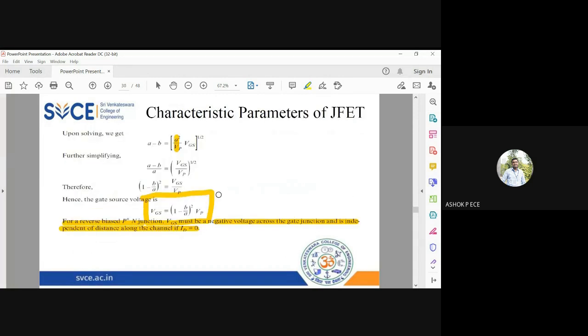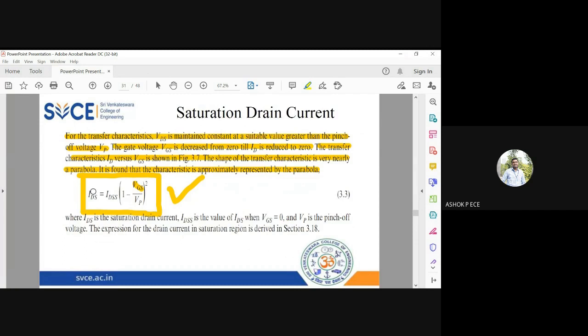You have to remember these two equations, very, very important. One equation relates the voltages in the FET, and one equation relates the current and voltage in the FET, because in a FET you have only three parameters: VGS, VDS, ID. Here you see this ID is the same as IDS. They have given IDS because it is saturation. So IDS equal to IDSS into (1 minus VGS by VP) the whole square.